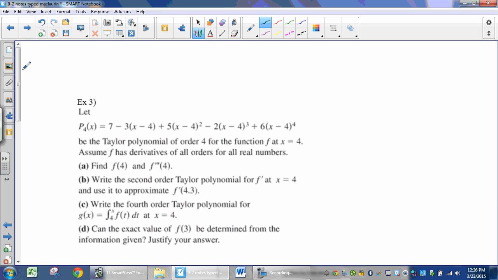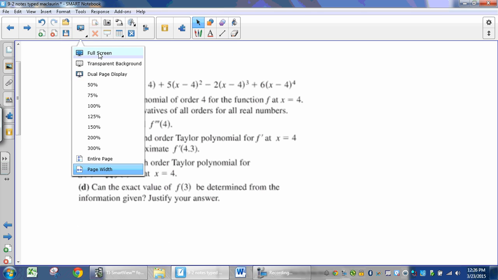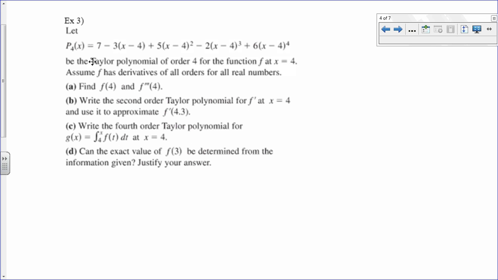All right, so for this next page here, let's make it a bigger screen here. Here is a polynomial, okay? It's at order 4 for a function at 4. Assume f has derivatives of all orders for all real numbers. Okay, so it means I can take as many derivatives as I want. Find f of 4 and f triple prime of 4.